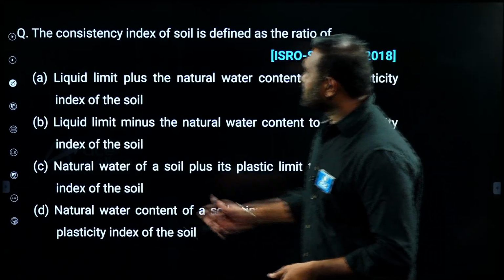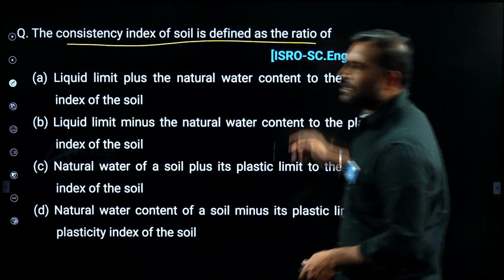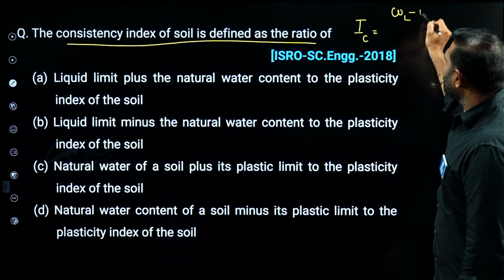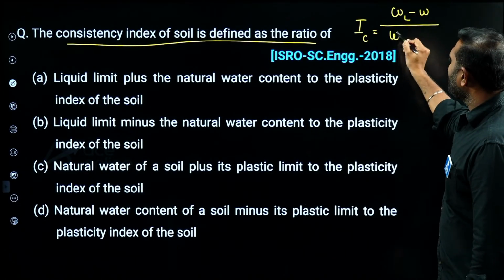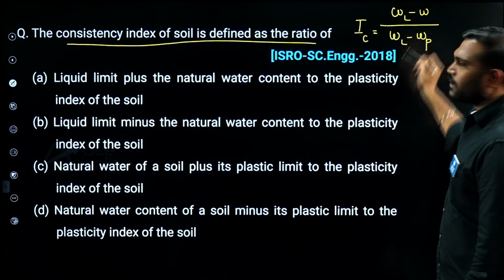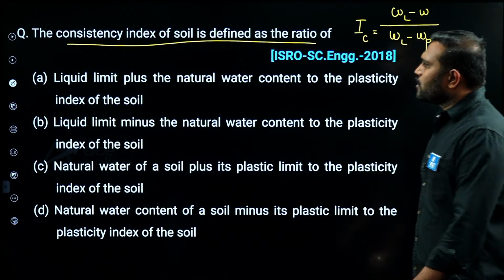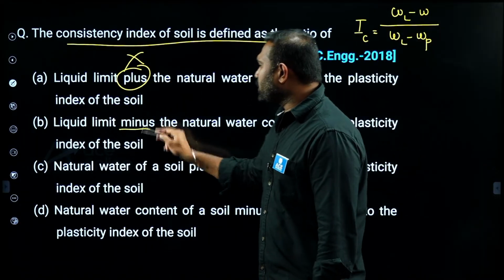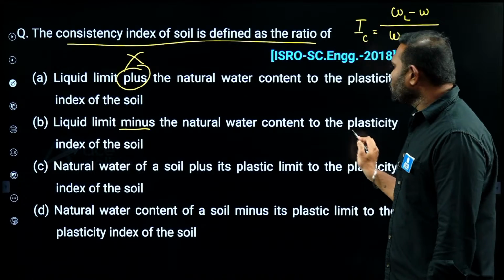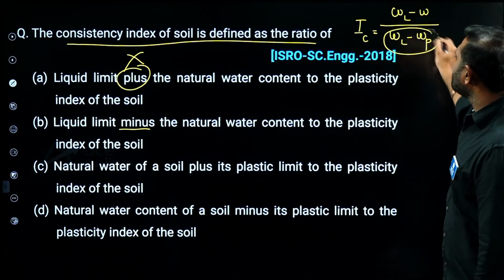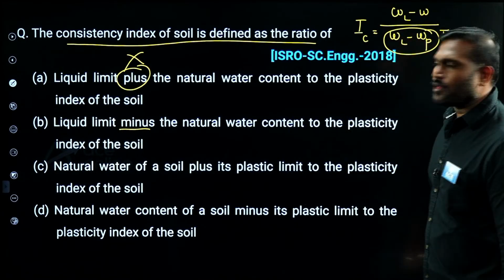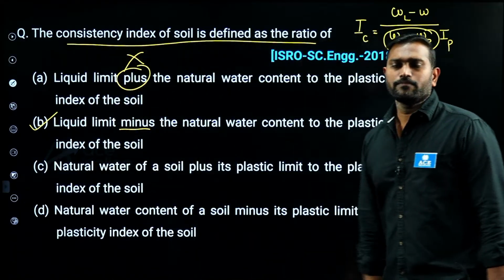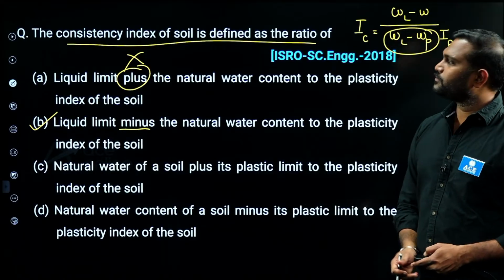Next, consistency index. What is the formula of consistency index? Consistency index is equal to liquid limit minus natural moisture content by liquid limit minus plastic limit, or plasticity index. So liquid limit minus the natural moisture content to the plasticity index. Whatever this is, it is nothing but the plasticity index only, right? So for this question, the correct answer is option B.